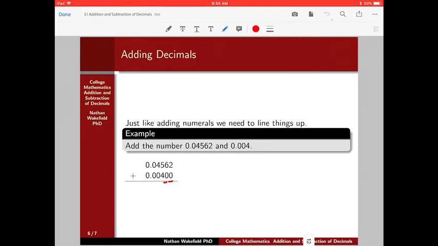So let's actually do this arithmetic. 2 plus 0 is 2. 6 plus 0 is 6. 5 plus 4 is 9. 4 plus 0 is 4. 0 plus 0 is 0. I just dropped the decimal point down, and I have 0.04962. So all I'm doing is I am adding straight down and just doing my standard arithmetic. The decimal place stays the same.